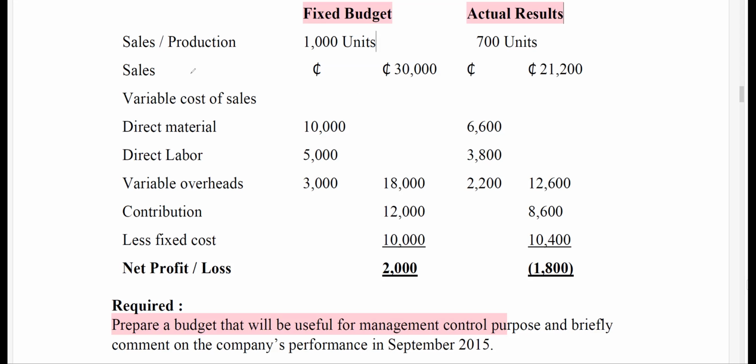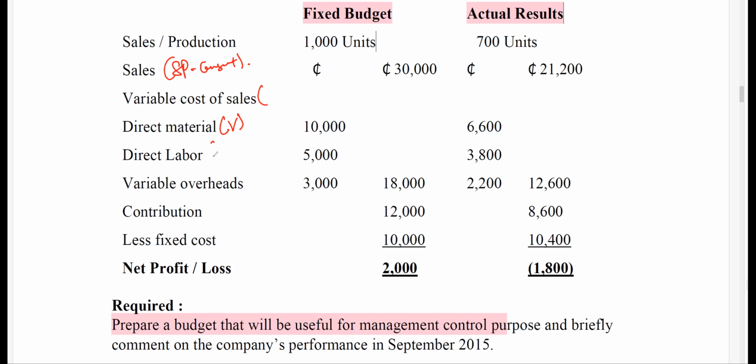So we are saying that we know selling price per unit is constant. True or false? True. Variable cost per unit, is it variable or fixed? Variable, right? Variable cost, is it constant per unit? Yes, constant. Okay.